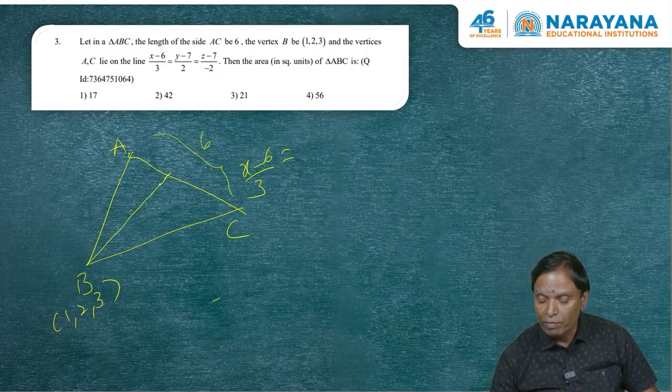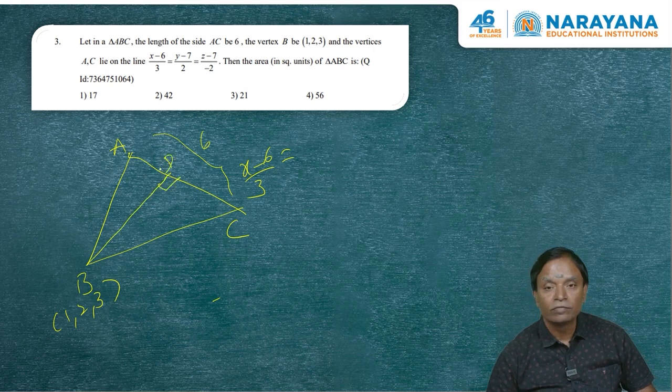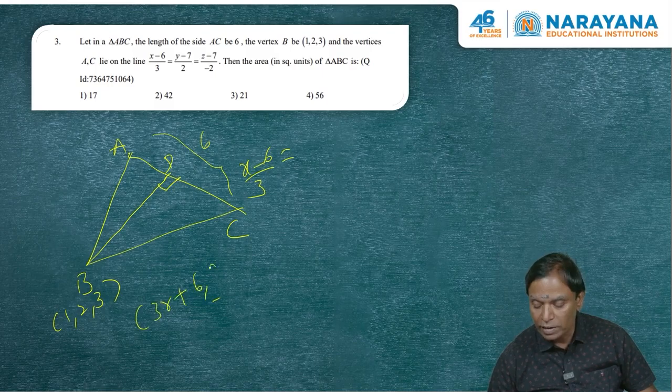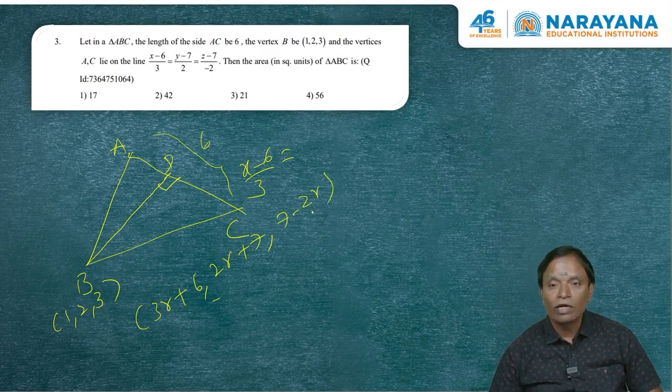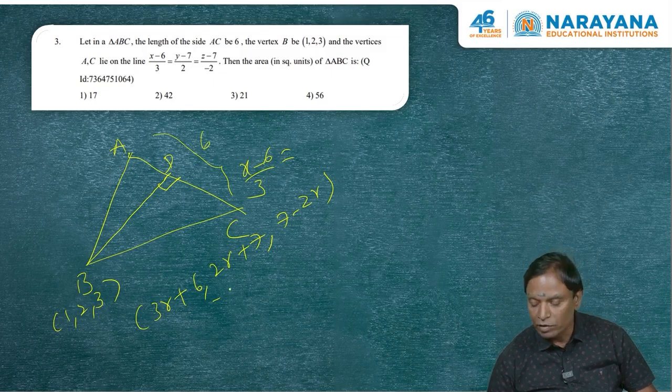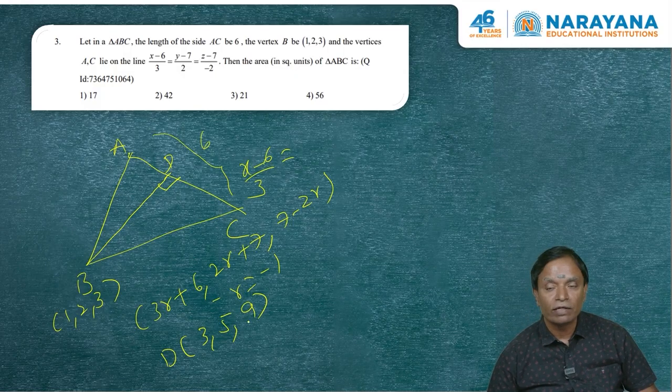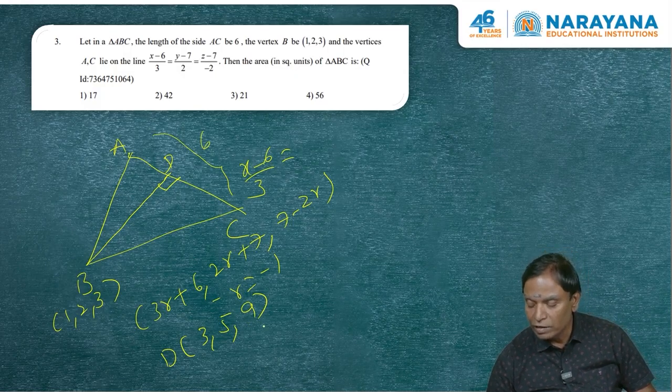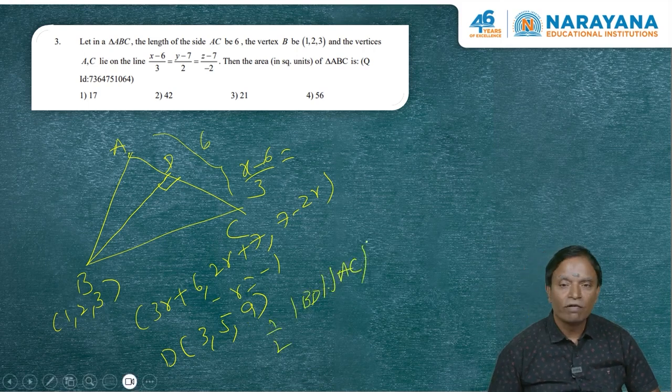From B, drop a perpendicular to AC, let it be D. You can take the coordinates of any point on AC, D, as (3r plus 6, 2r plus 7, 7 minus 2r). Now your BD is perpendicular to AC. Take the dot product between BD and AC, which must be equal to 0, which you solve, and you will get r is equal to minus 1. Your coordinates of D will become (3, 5, 9) after substituting the value of r. Now your area of triangle ABC will be nothing but half modulus of BD into AC.